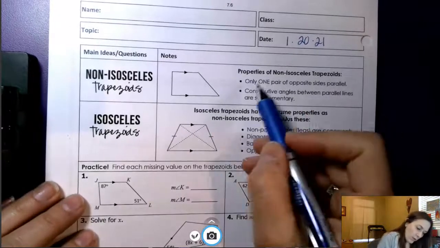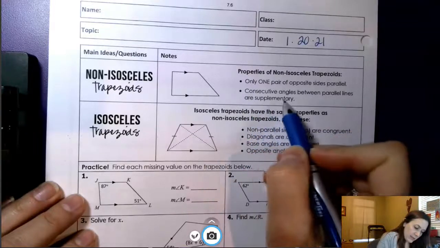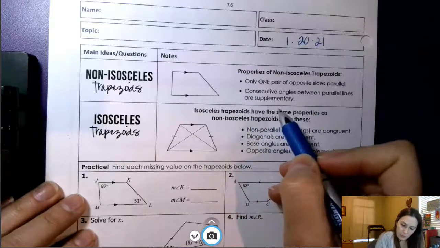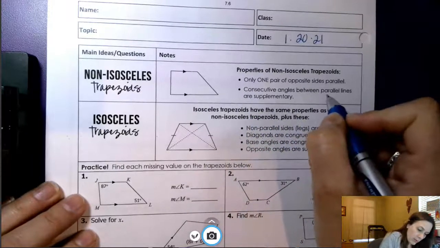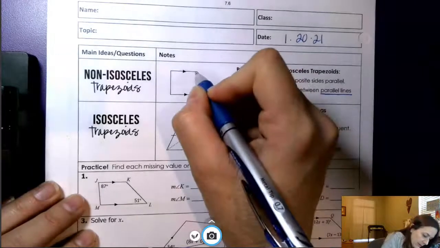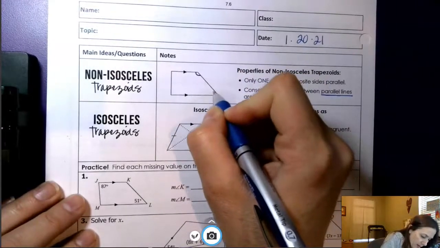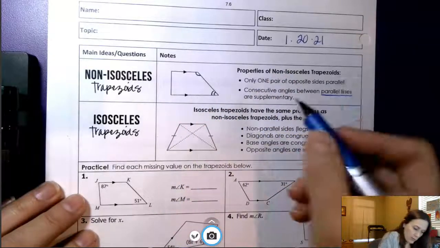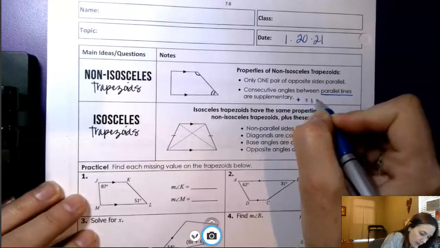Now, the other thing that happens here is that the consecutive angles are going to be supplementary. So not congruent, but between parallel lines, these angles right here, not congruent, but they're supplementary, which means they add up to 180 degrees.